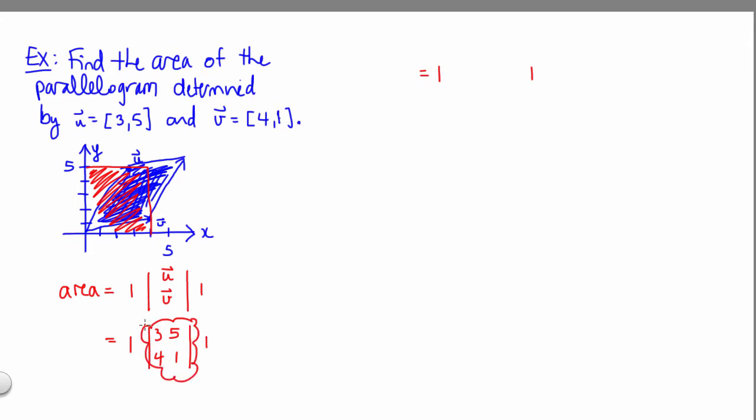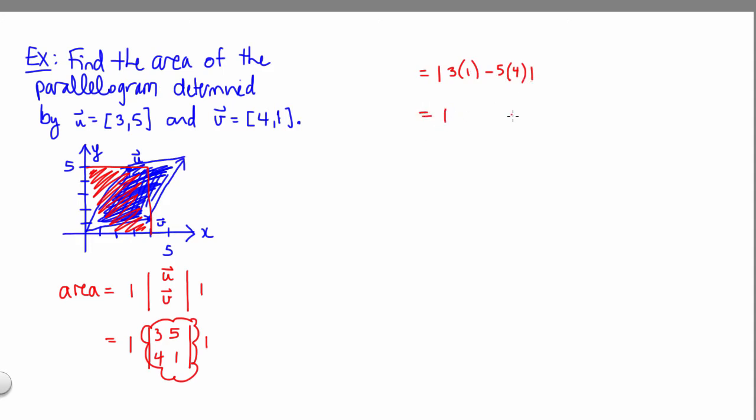So let's remember how the determinant is calculated. We take the product along the main diagonal, so 3 times 1, and we subtract off the product along the backwards diagonal. So we're subtracting off 5 times 4. In other words, we've got the absolute value of 3 times 1 minus 5 times 4.